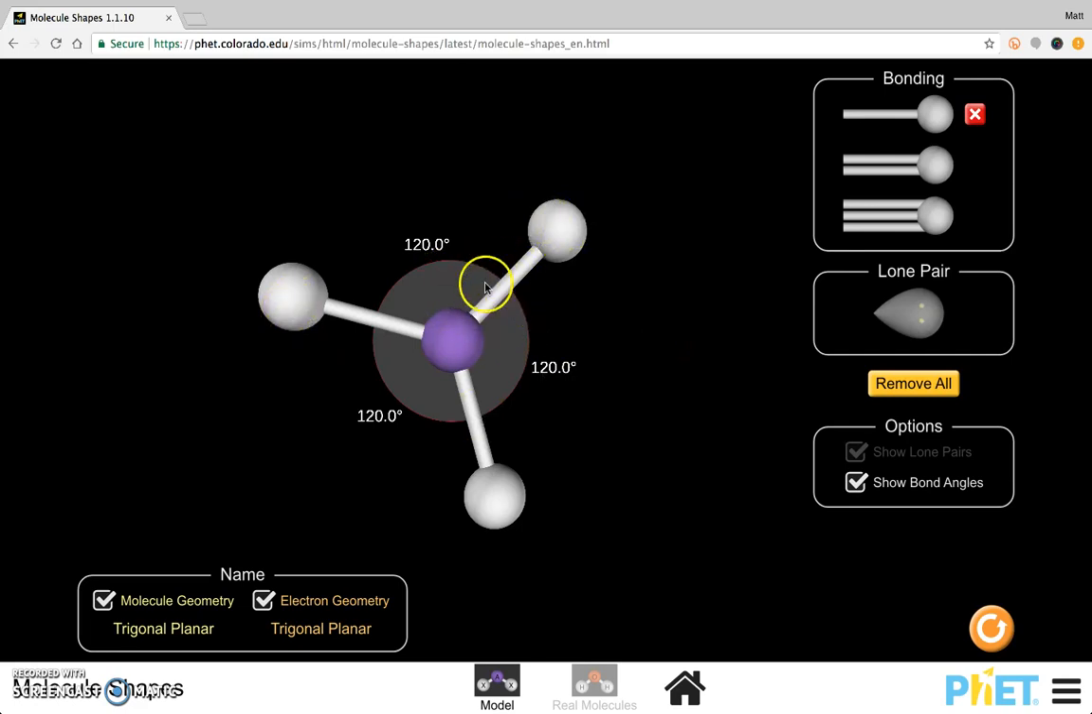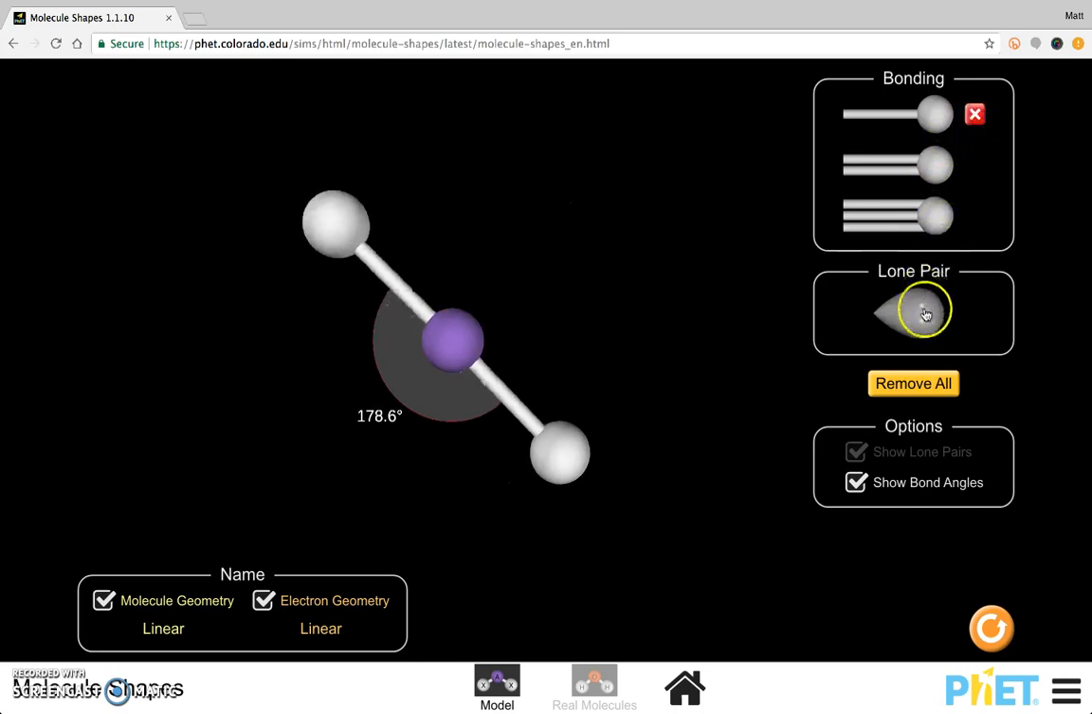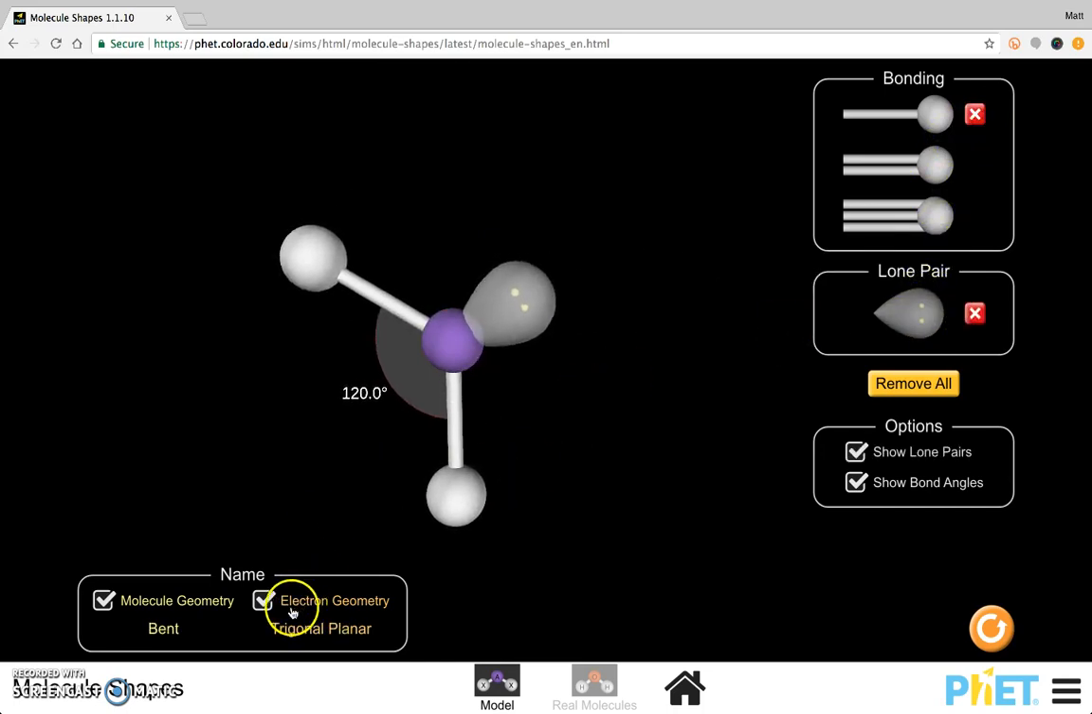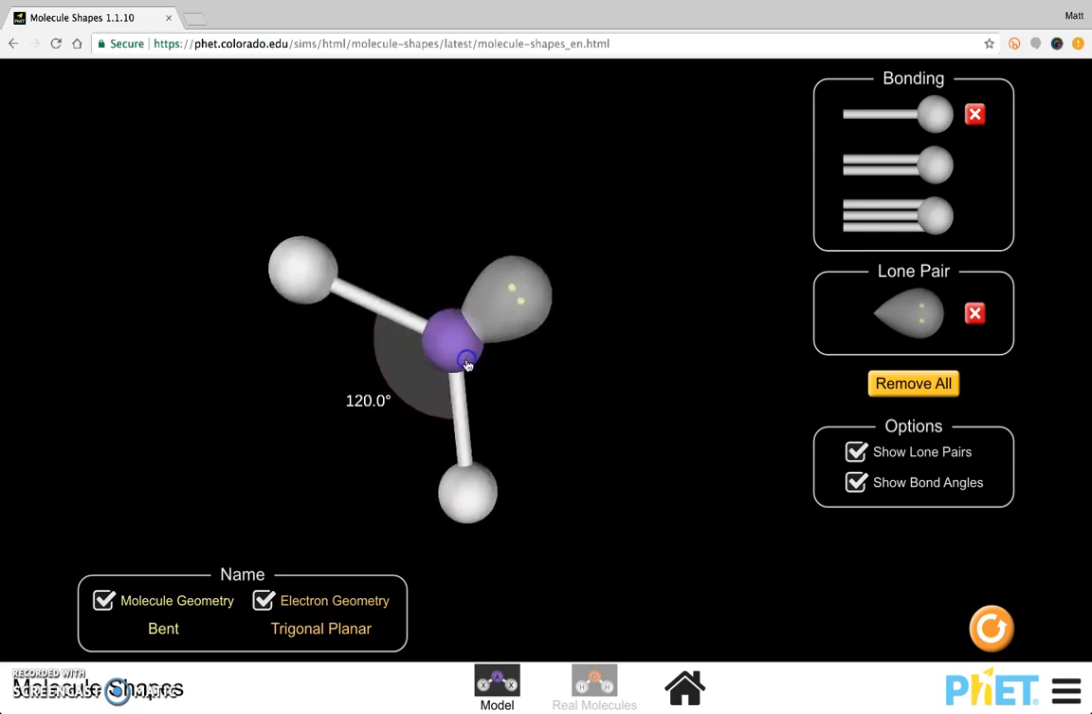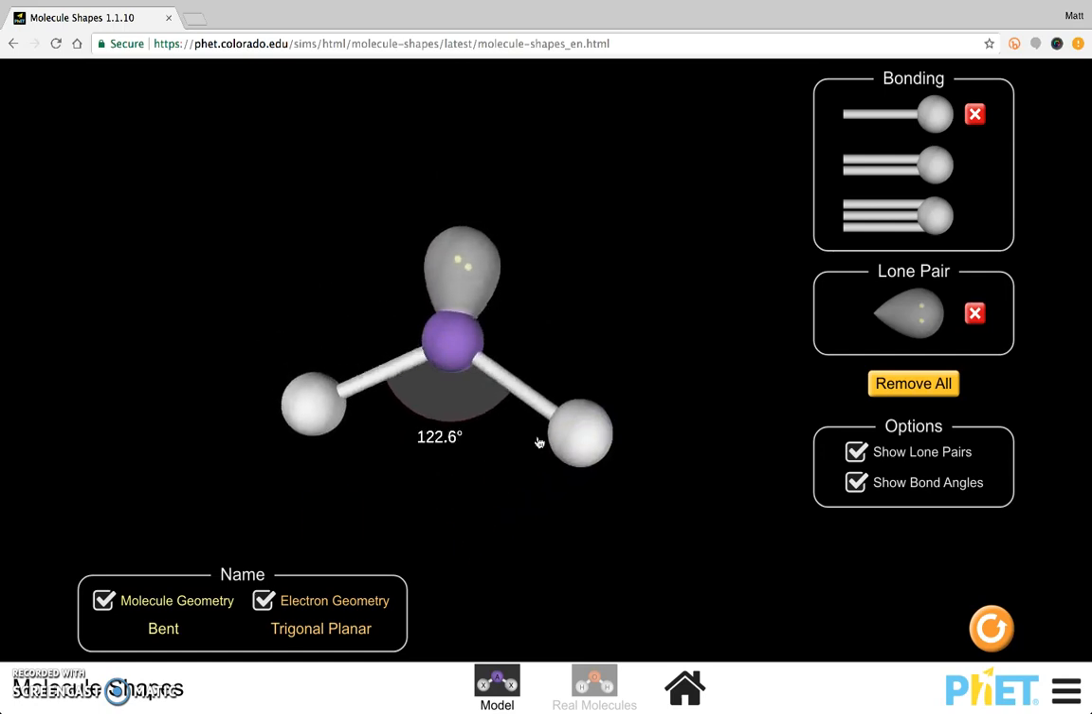Now, I'm going to remove one of these bonding groups of electrons and replace it with a lone pair of electrons. What we should see is that the electron geometry, in other words, the geometry of the electron groups around the central atom, is still trigonal planar. They are still in a triangular shape, and they are still flat. However, the molecule geometry has changed. This molecule geometry is called bent.